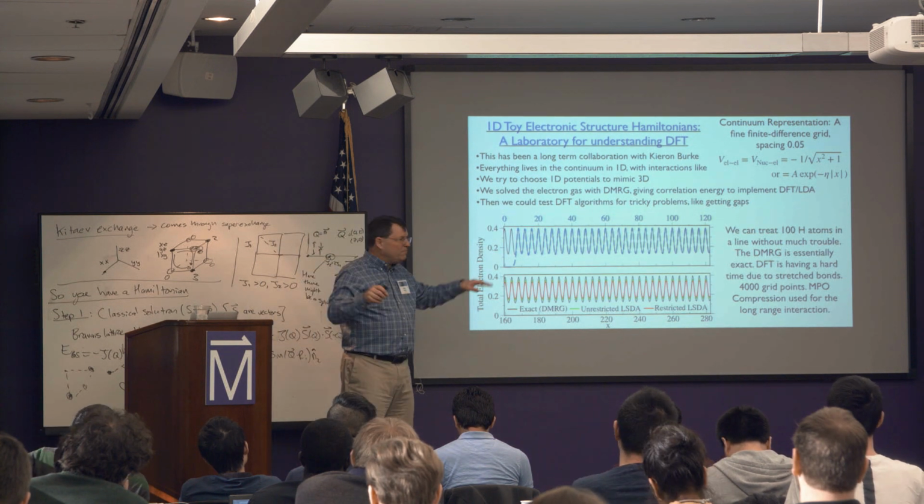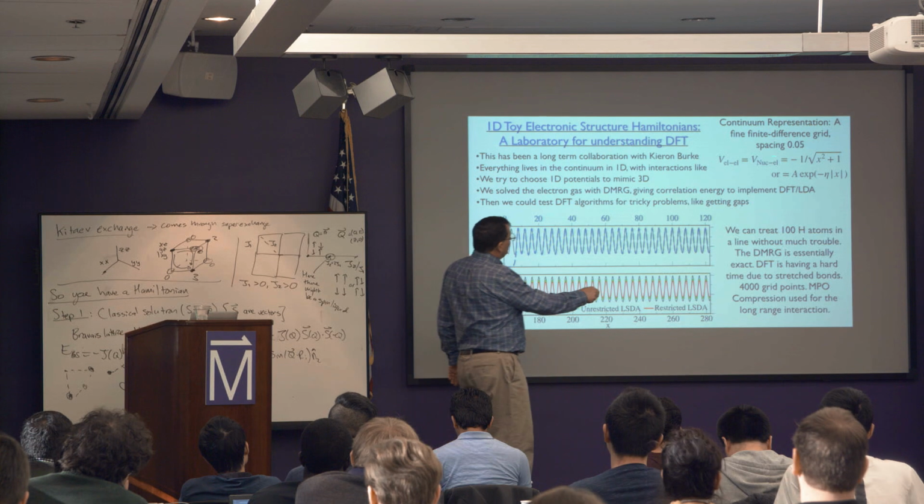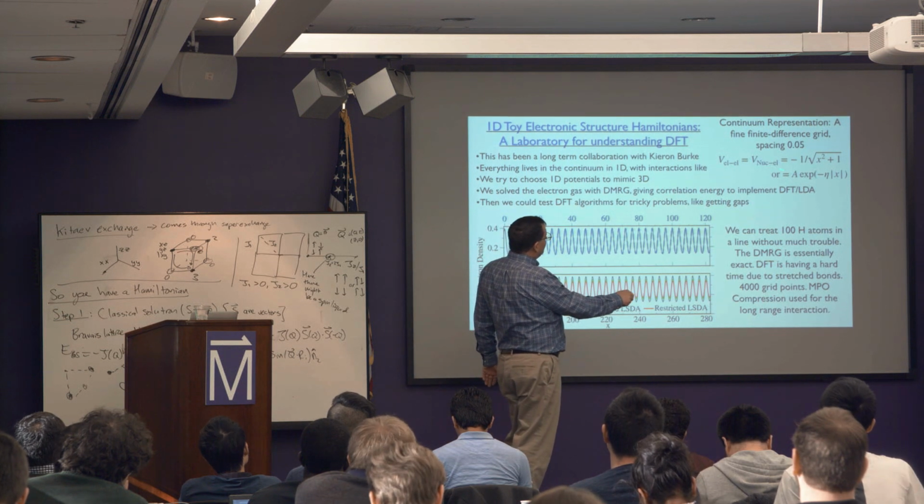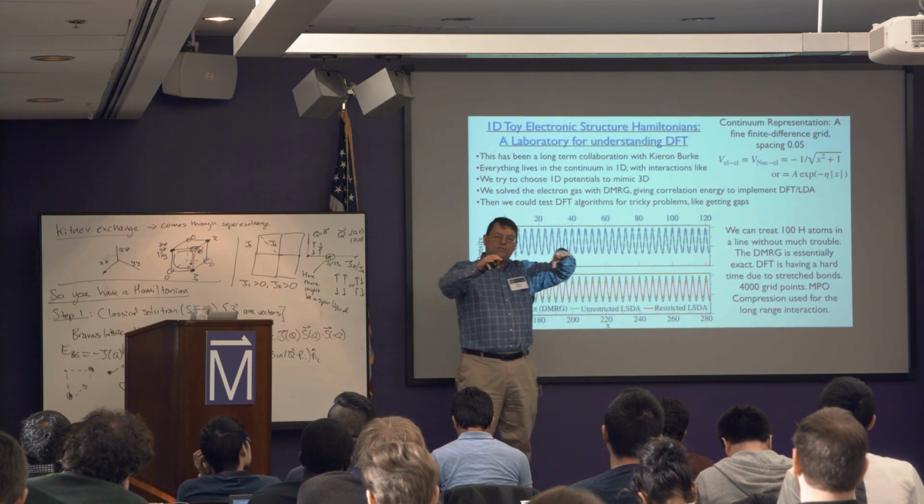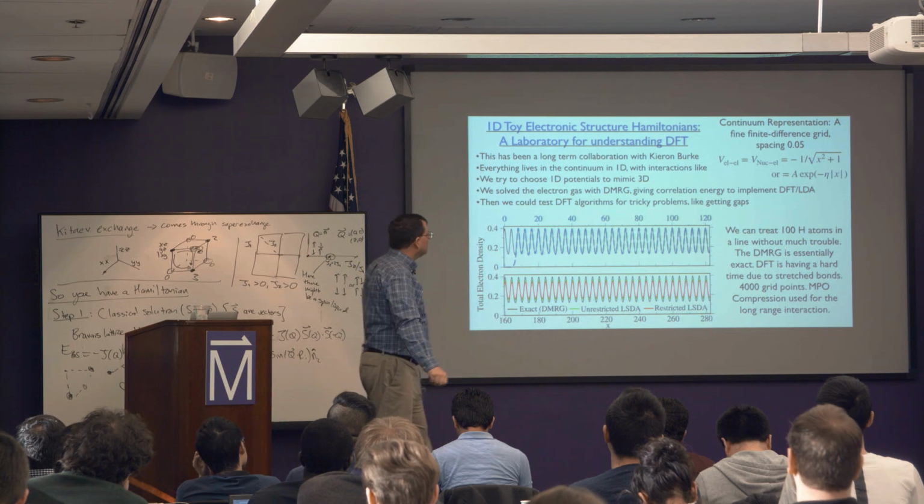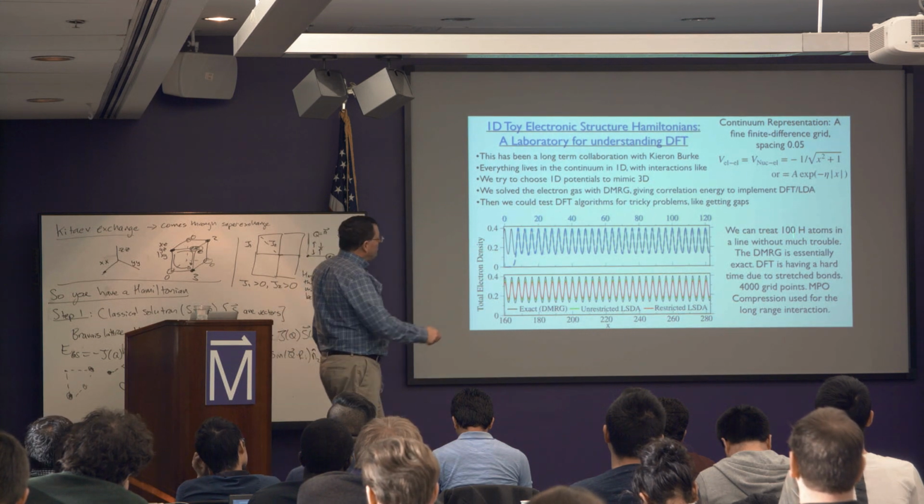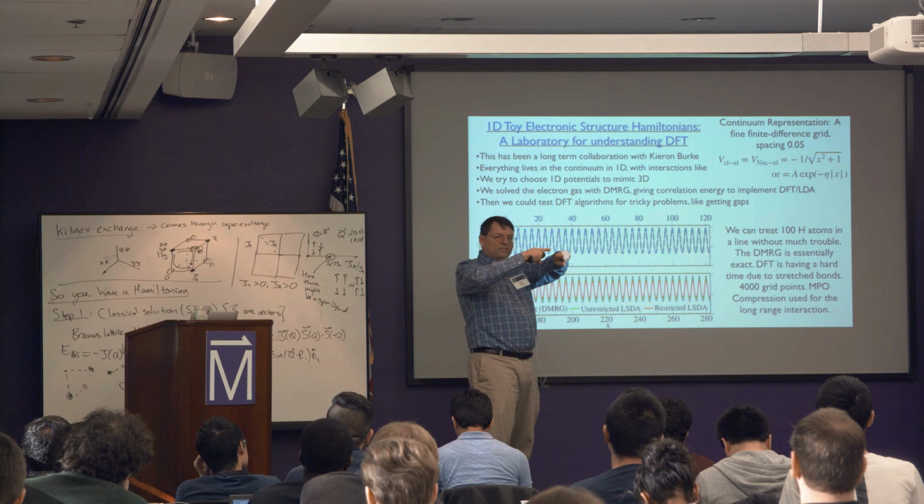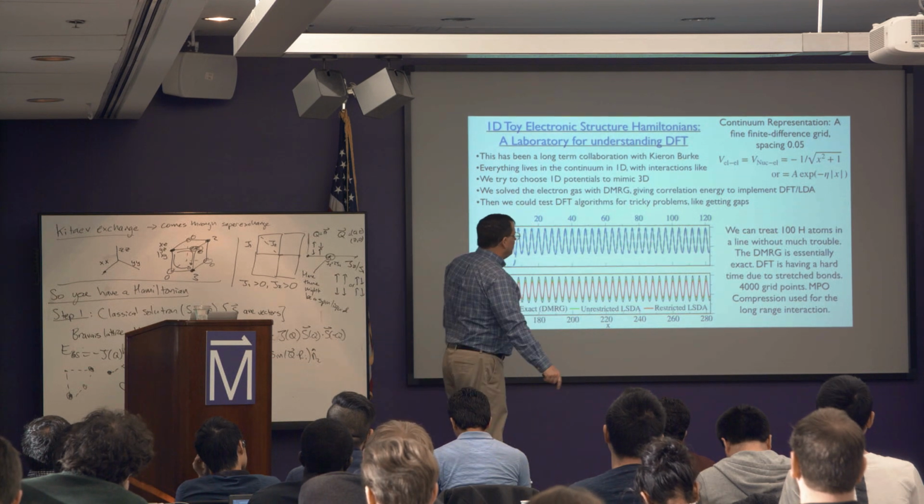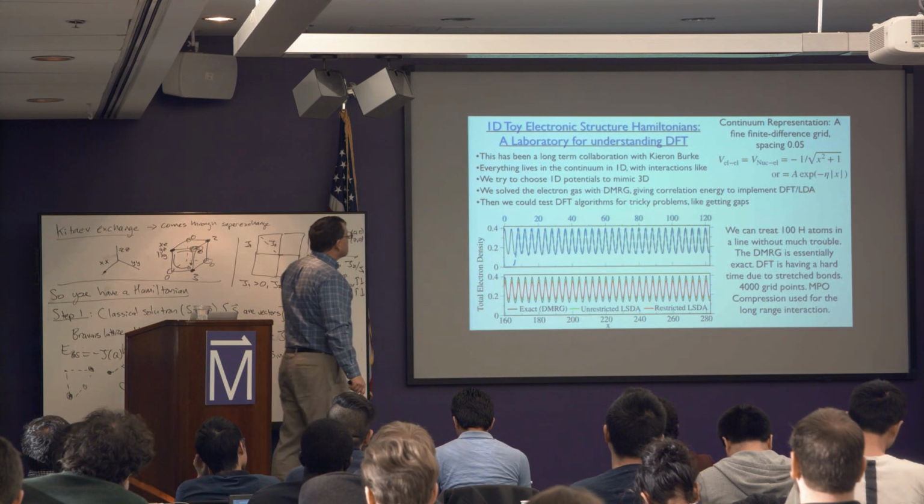So we set up a 1D problem. We choose some 1D potentials, we have a couple of choices, but they're designed to mimic particular aspects of the 3D world. Okay? And then we represent it with just a finite difference grid. Okay? And we use all of our DMRG tricks.